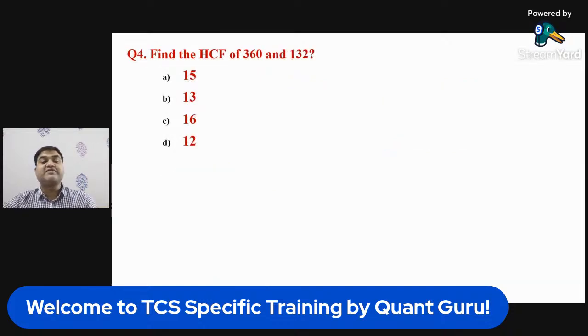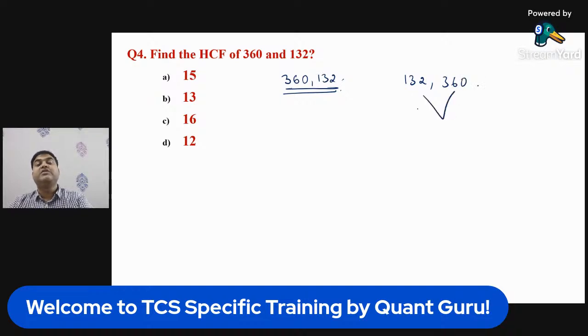The sum is: find the HCF of 360 and 132. Only two numbers are there, right? HCF of 360 and 132. So what we will do, we will start from 132 and then go to 360. You write down 132 and then 360 and find the HCF of these two numbers. What is the HCF?